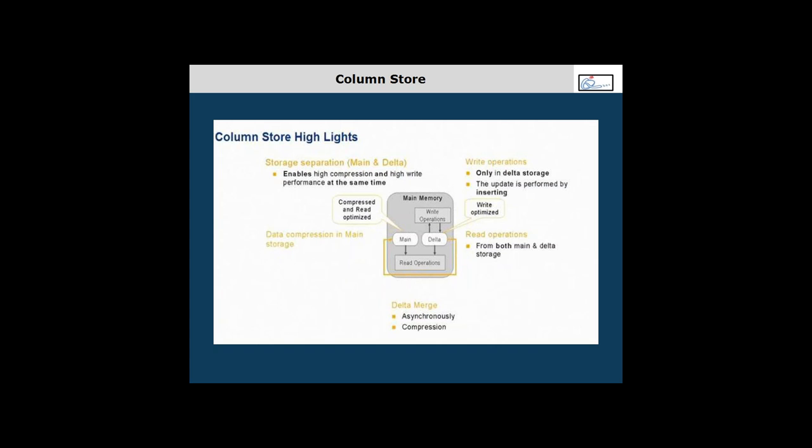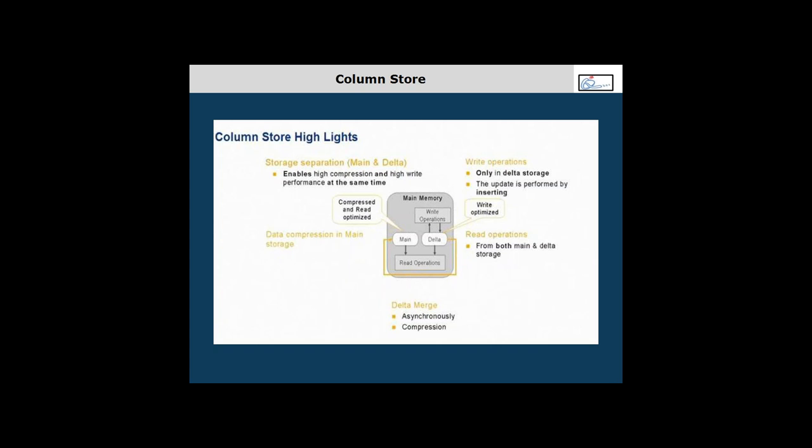When I say column store table, it represents two blocks: one is the main table, the other the delta table. Every time I create a column store table, it will have one main storage table and one delta storage table. Together they constitute a single table called what? Column store table. That's the concept.